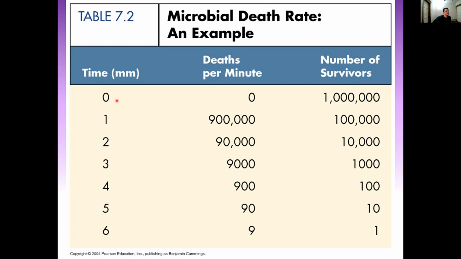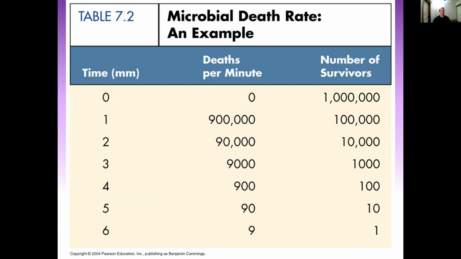As you can see here, for every minute of time that passes, the number of survivors decreases by a factor of 10. So that means if you start with 1 million organisms, after 1 minute, 90% of the population has died. So now we are left with 100,000 microbes. And this then continues on and on. So for each minute that the treatment is applied, in other words, 90% of the remaining population is being killed.